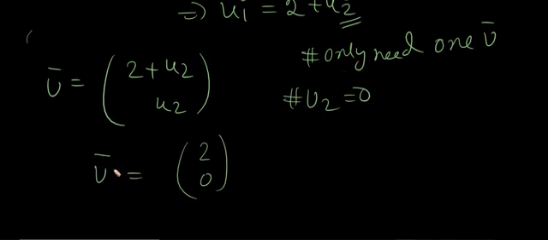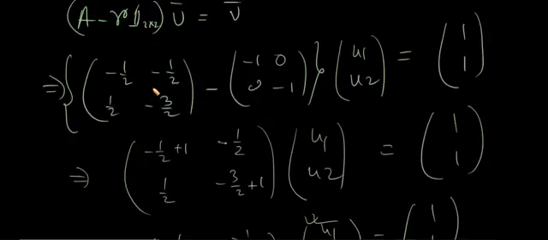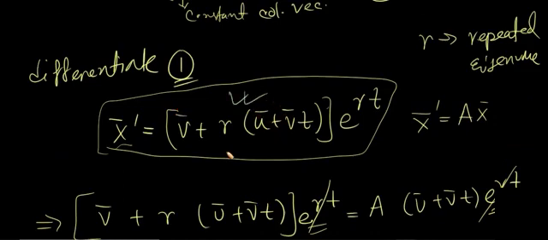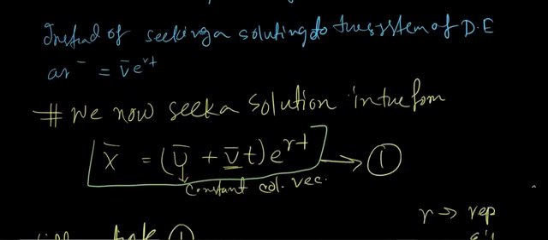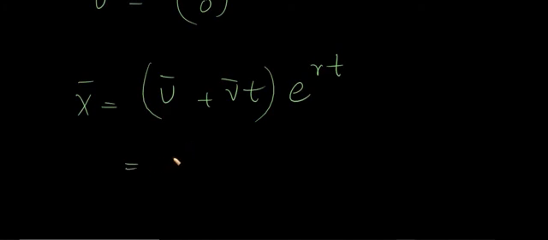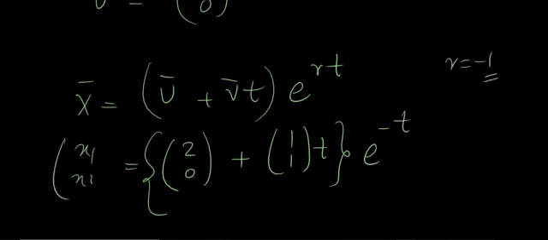So we are done with finding this u bar, and finally we can write our solution, that is x bar, that is a column vector. That's why I'm using the bar, so that you guys don't get confused. This is the kind of solution that we tried, and finally we're going to write that. So our x bar was just (u bar plus v bar t) e to the power rt. Now I'm just going to write u bar as (2, 0) and v bar as (1, 1), t, this whole thing multiplied with e to the power minus t, because r was equal to minus 1, and this will be (x1, x2).